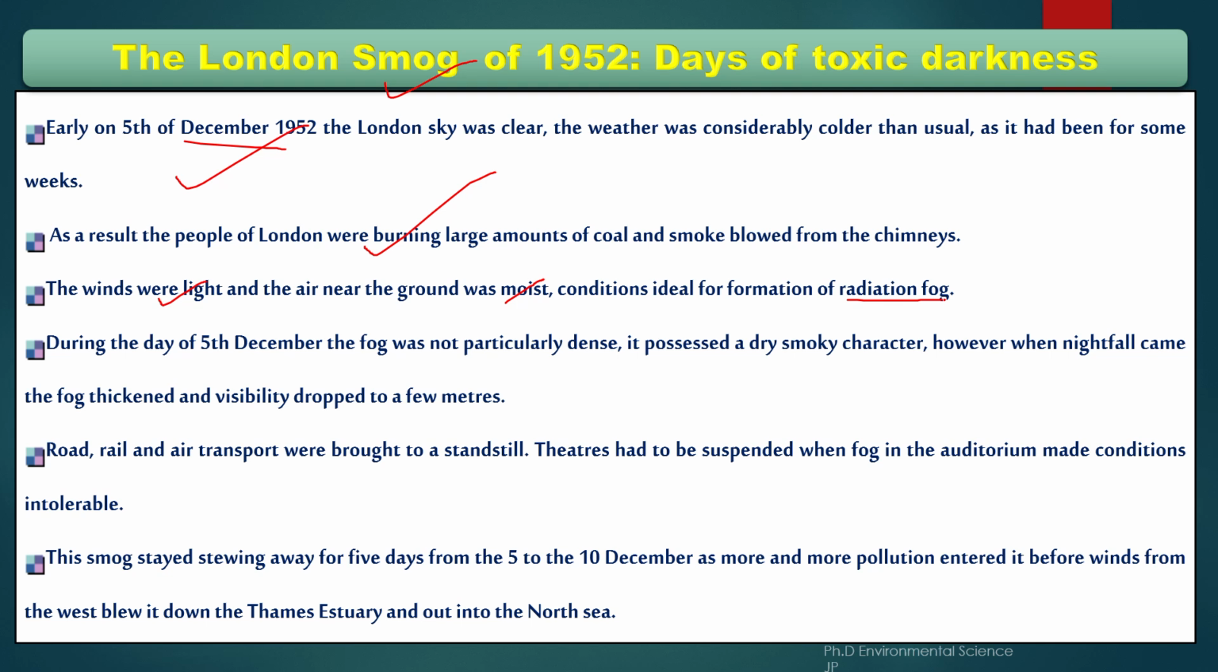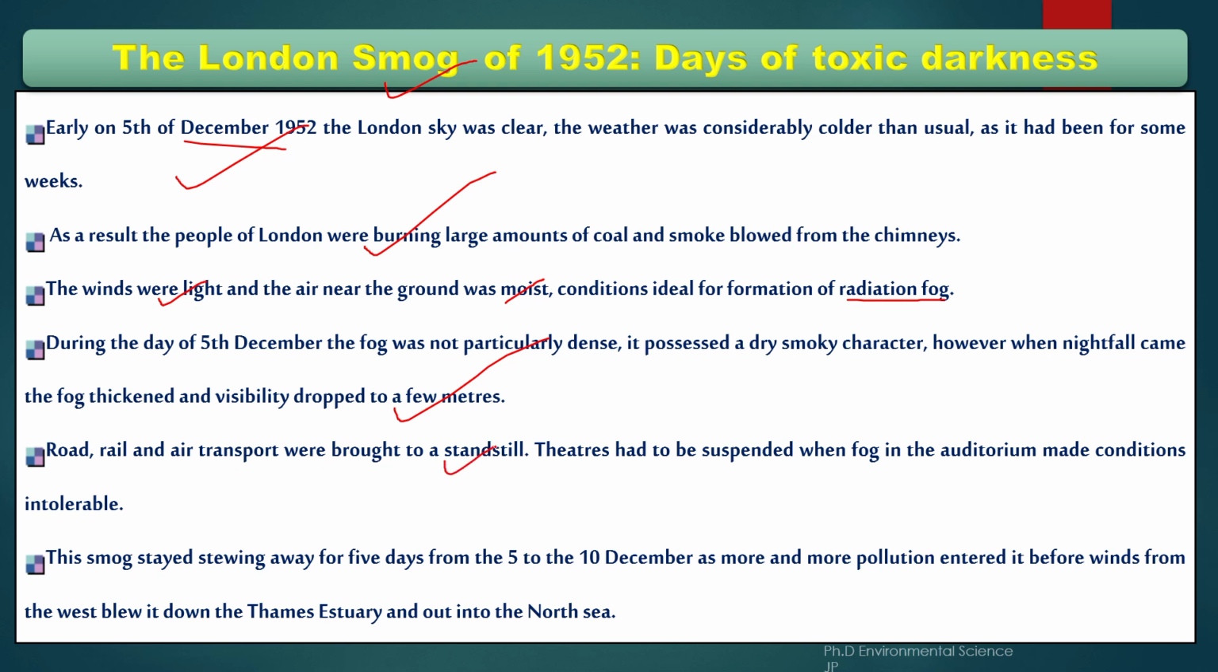During the day of 5th December, the fog that formed was not particularly dense but had a dry, smoky character due to the pollution. As night fell, the fog thickened considerably, reducing visibility to just a few meters. This was due to the accumulation of pollutants and moisture, which created a dense, smoky fog. The thick smog brought road, rail, and air transport to a standstill.